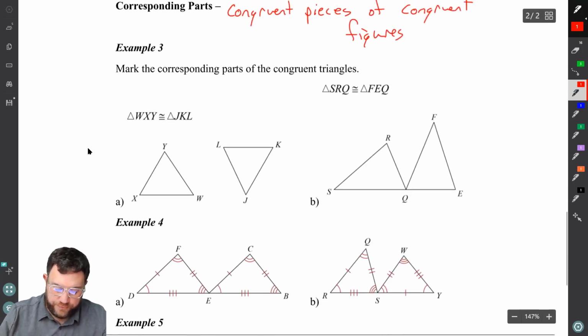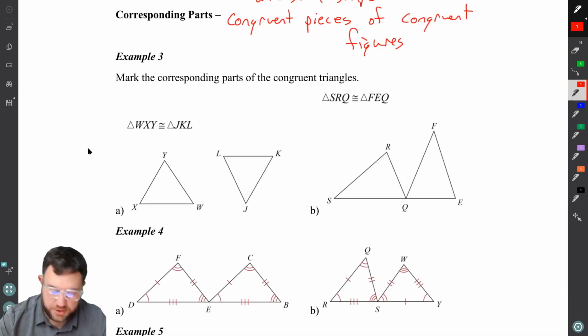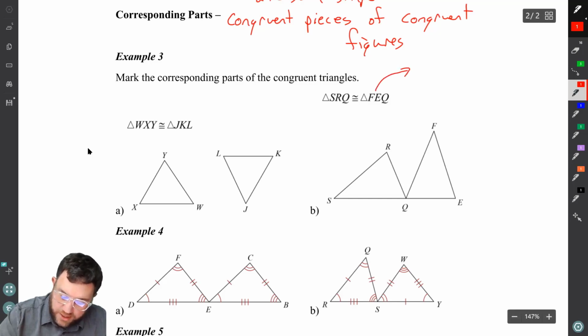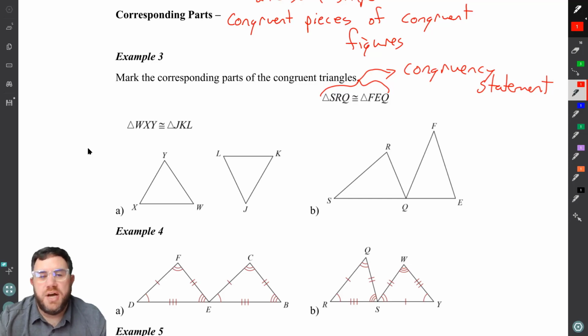All right, now, for example 3, we're going to mark the corresponding parts of these congruent triangles. This statement right here, anytime you see a statement like this, it is a congruency statement. And it tells us which two triangles are congruent. Remember, we could name a triangle in several different ways, but when we're making a congruency statement or reading one, there's usually only one way that will work, that is true.